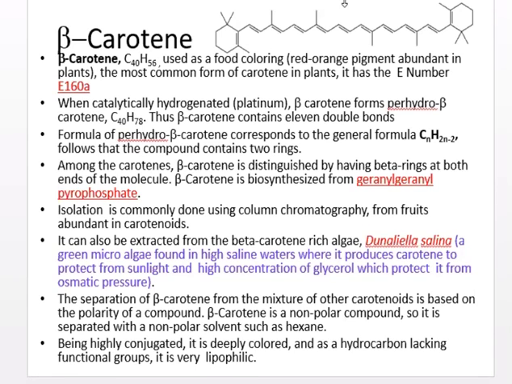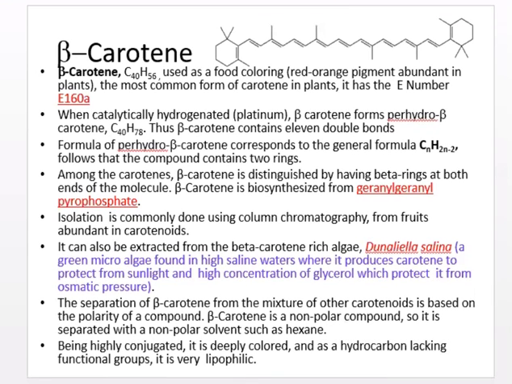So carotenes, beta-carotenes are used as a food coloration, abundant in plants. The most common form of carotene in plants is beta-carotene, which when catalytically hydrogenated gives perhydro-beta-carotene. This beta-carotene contains 11 double bonds.